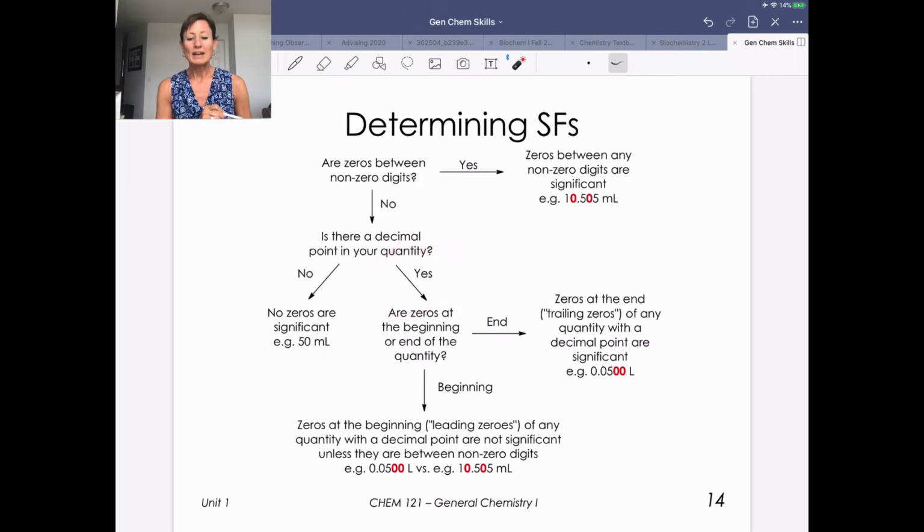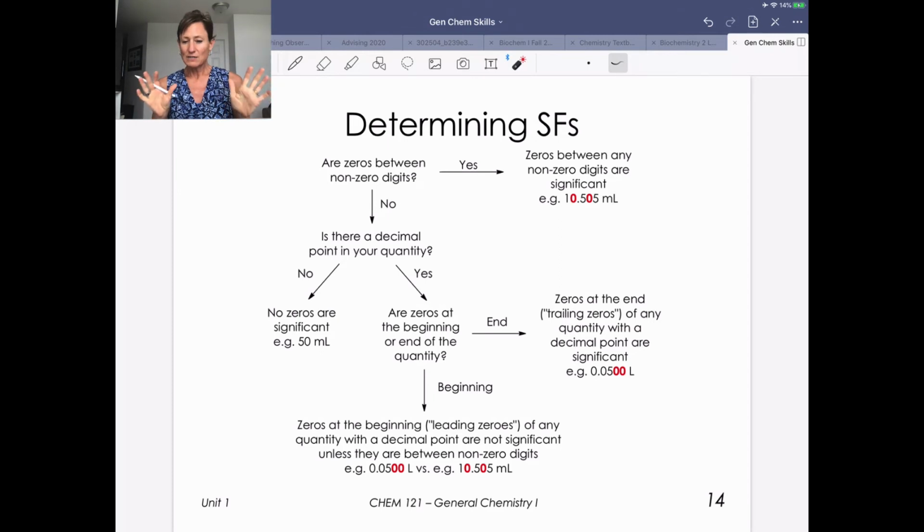If there's a decimal point, then we need to actually ask where that decimal point is in relationship to those zeros. So for example, if that decimal point is before those digits, so those zeros are at the end, those are significant. This quantity has 3 significant digits, okay? The zeros that appear before it are not significant. We call these leading zeros. So again, this guy has 3 significant digits because those 2 zeros that are in red are significant, but the zeros in the front are not.